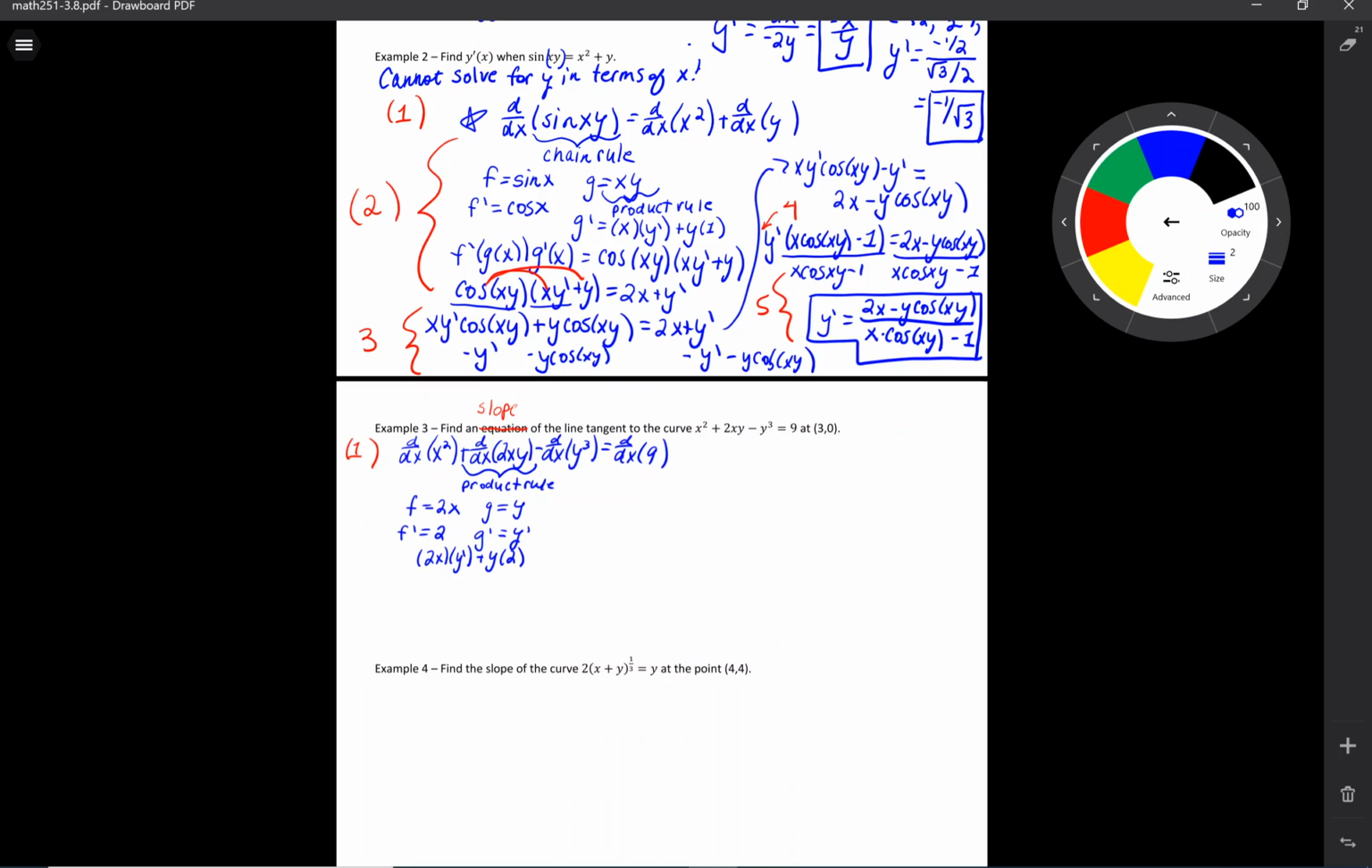In order to find the derivative of y cubed, I have to use the chain rule, since I have a function, y, and times another function, something cubed. So here, I'm going to have to use the chain rule.